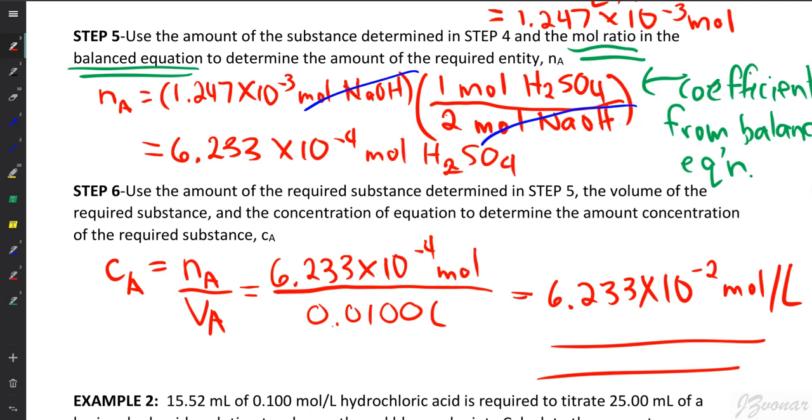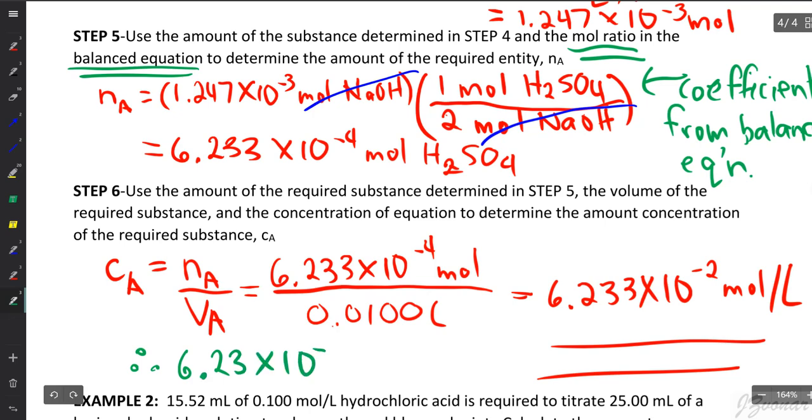Based on this question, to write this to the proper significant digits, it would be 3 significant digits. So the correct answer here is 6.23. That's 3 significant digits. This would represent the concentration of my acid, H2SO4. That's the concentration that we're looking for, to the correct significant digits.